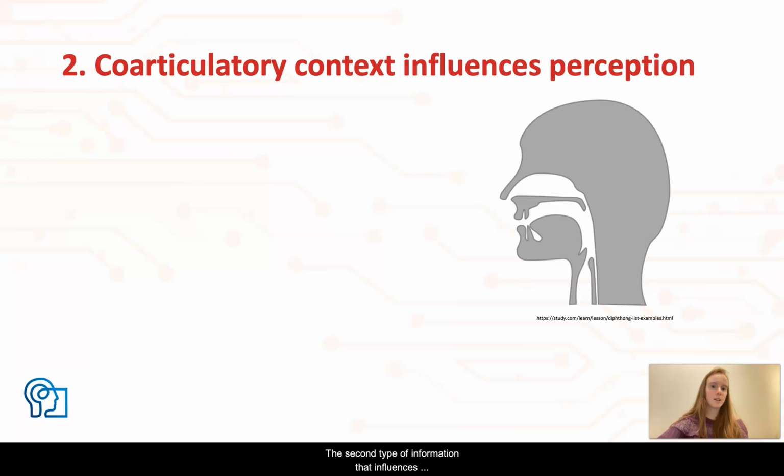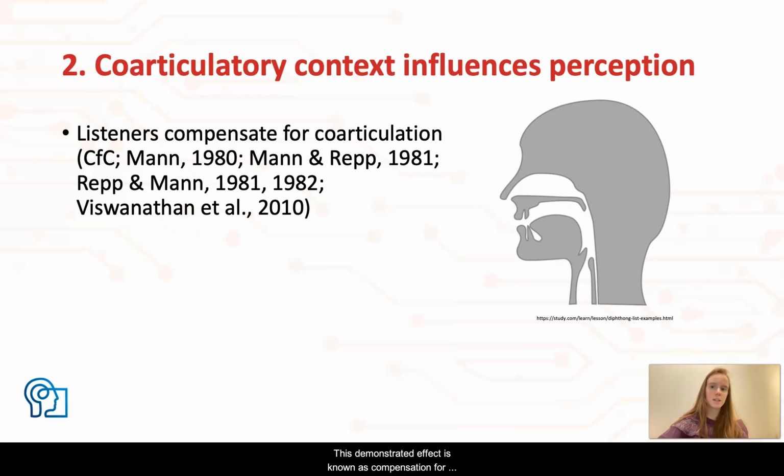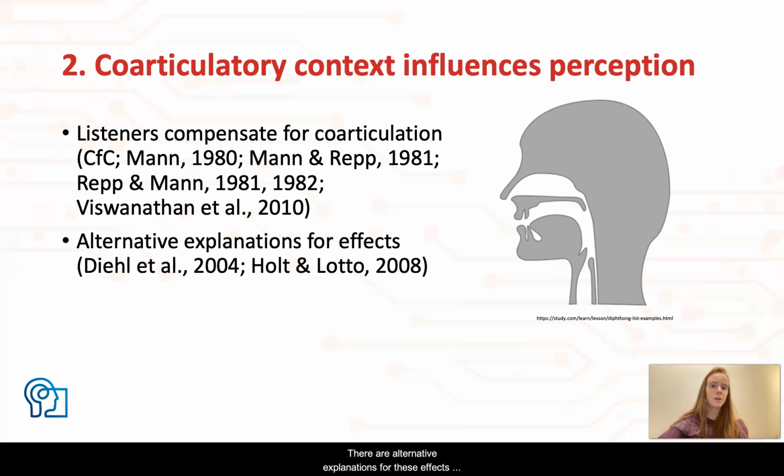A second type of information that influences perception is co-articulatory context. This demonstrated effect is known as compensation for co-articulation, which I may refer to as CFC going forward. We note that while these effects have been observed across different contexts, there are alternative explanations for these effects, such as that they are the result of more general auditory context effects and not a result of knowledge of motoric co-articulatory constraints. For the purpose of this project, we note that the source of these effects is not important here, but rather just that they exist as another type of context that listeners use to interpret speech. Thus, we will proceed with a compensation for co-articulation framework.